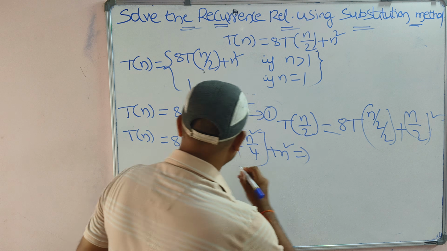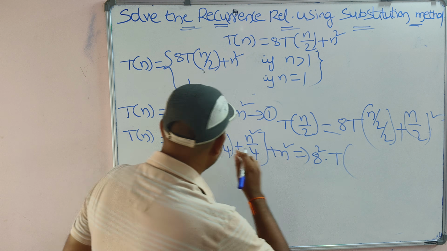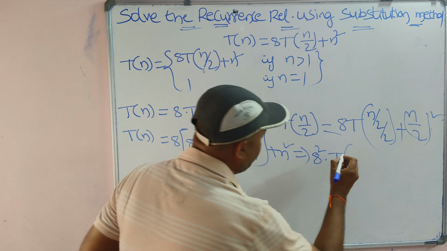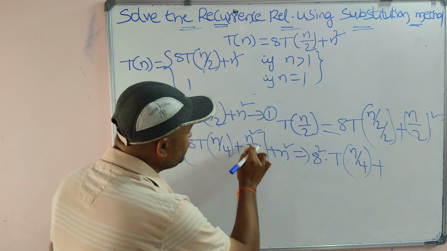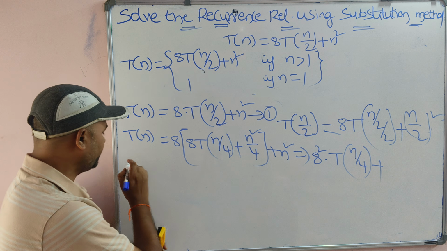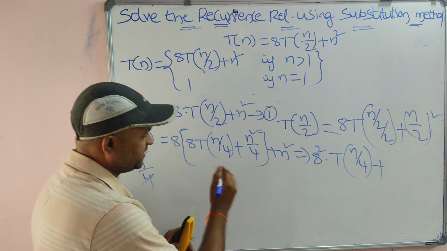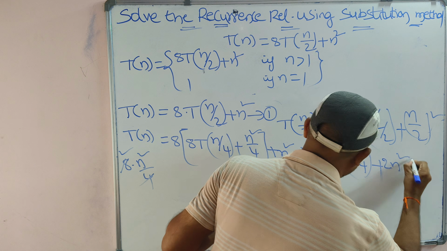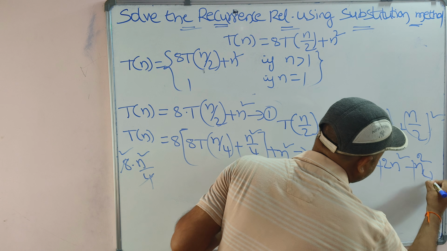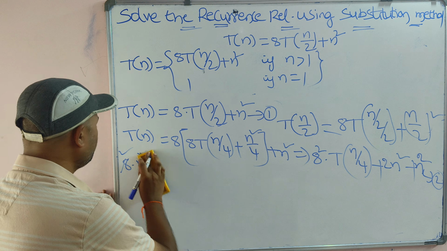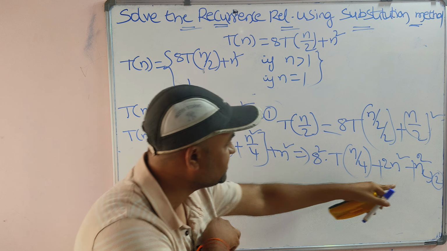So that is equal to 8 into 8 means 8 square into T of n by 4, plus 8 into n square by 4. 8 into n square by 4, so 4 into 2. So that is 2 into n square. So 2 into n square plus additionally here we have n square. So this is n square. Let us assume that this is equation number 2. So now we have two equations. This is equation 1 and this is equation 2.